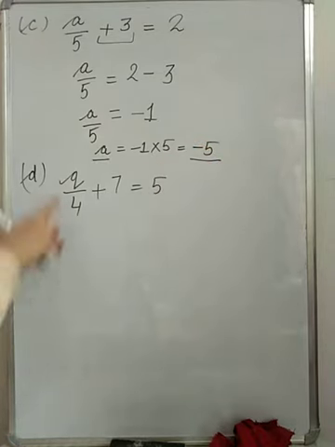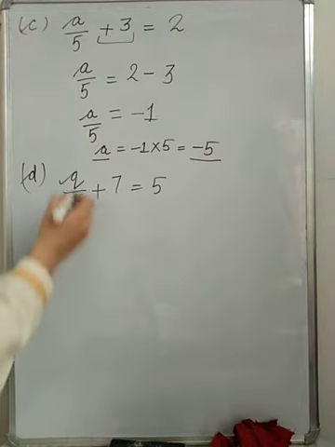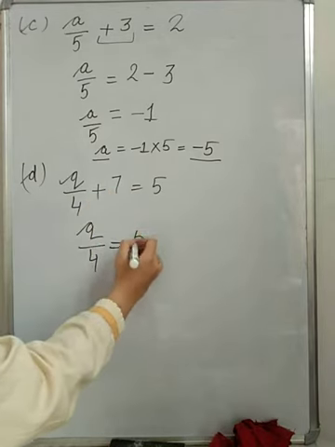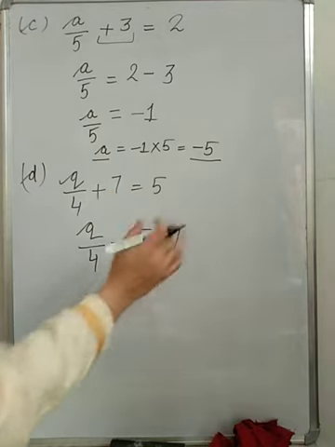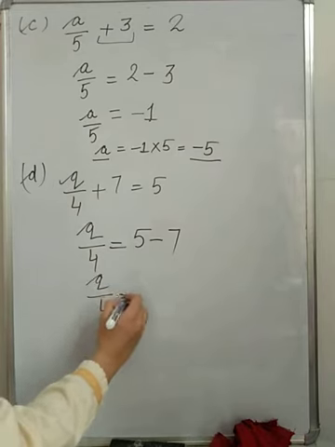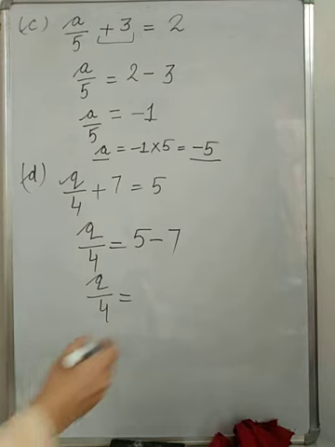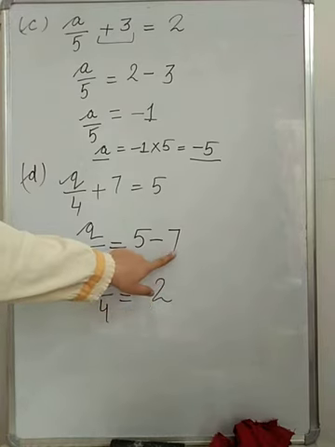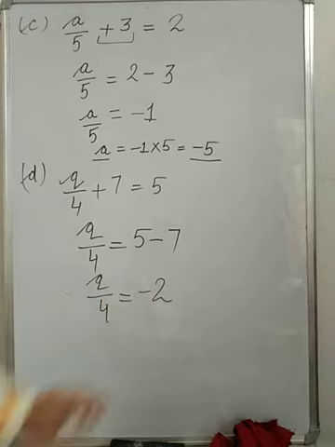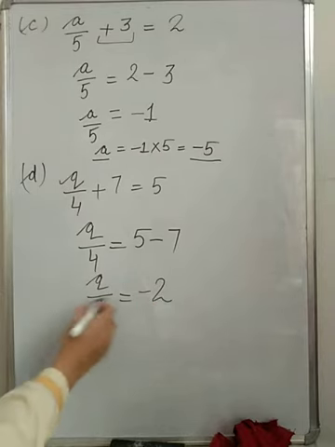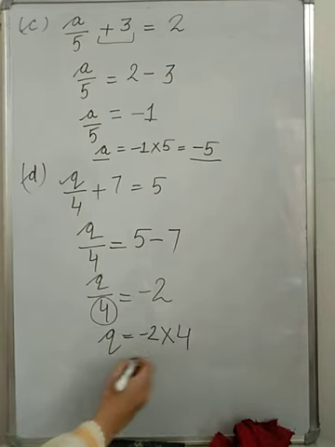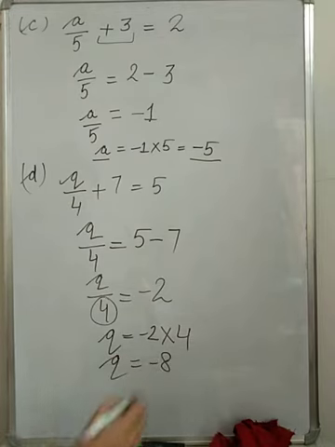Now see the next part. They are saying q by 4 plus 7 equals 5. Here q is the variable, you have to find the value of q. Plus 7 is there, move to the other side. Okay, now 5 minus 7, q by 4 equals minus 7 minus 5, that will be 2, and the bigger value's sign comes here. Minus 7 is bigger, so place minus. Q by 4 equals minus 2. Now this 4 is in division. Move to the other side, minus 2 into 4. 4 2s are 8. So the q value is minus 8.